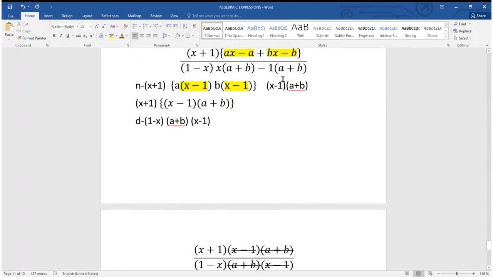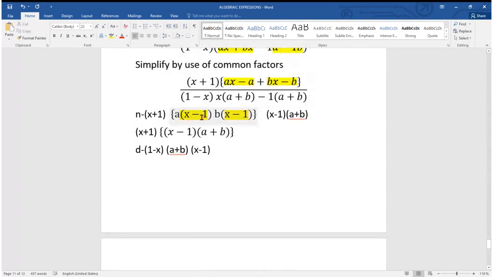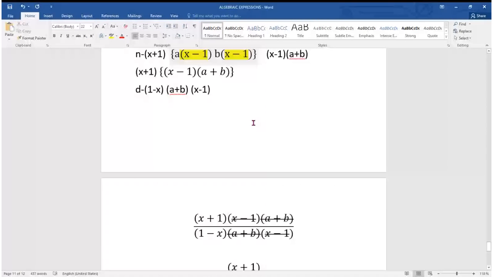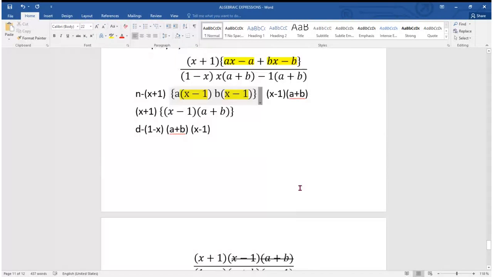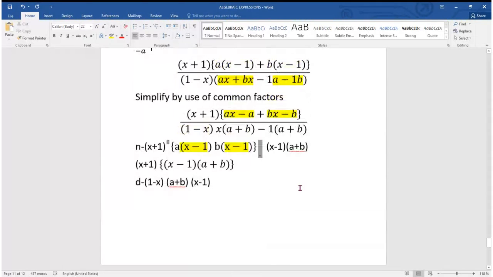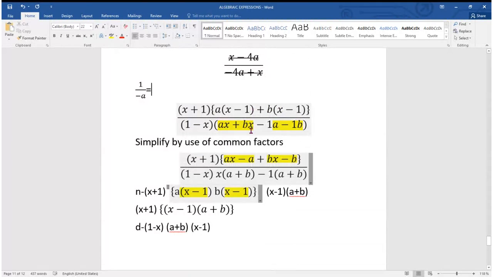Then we have 1 minus x here, and then we consider the ones outside the bracket. So here we have x minus 1, and then a plus b. In the denominator, we also kept the denominator here. The denominator was already okay, so the only thing we did was factorize.